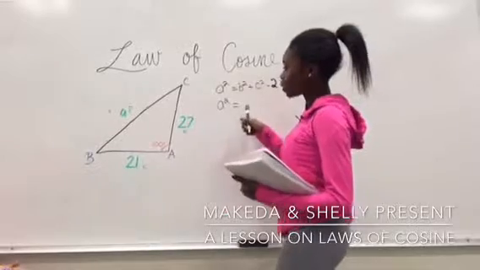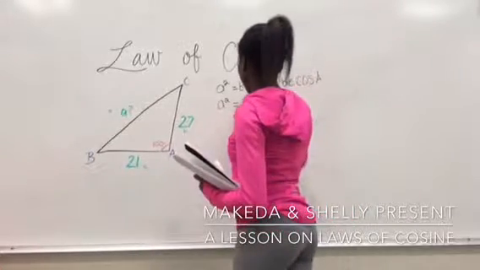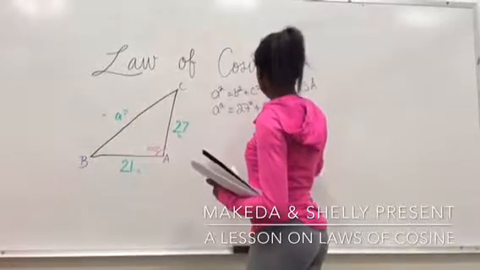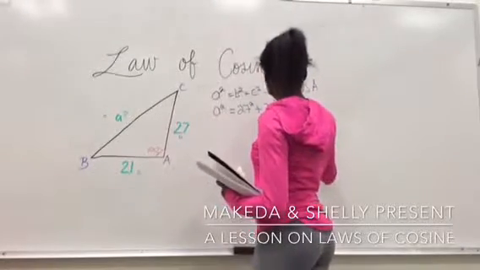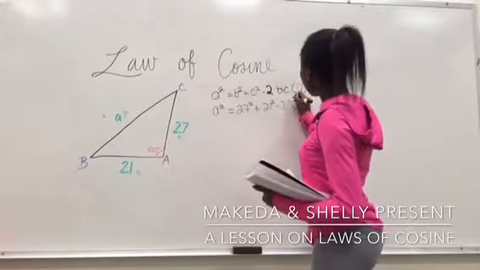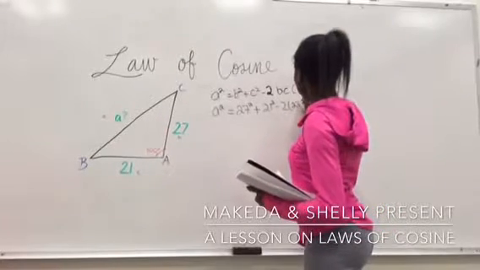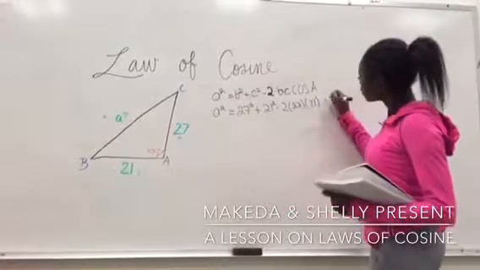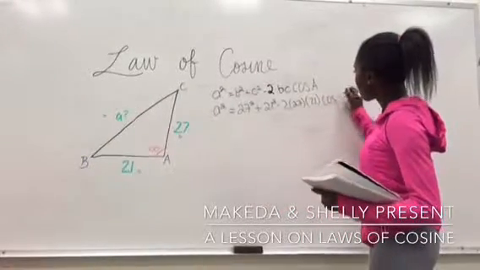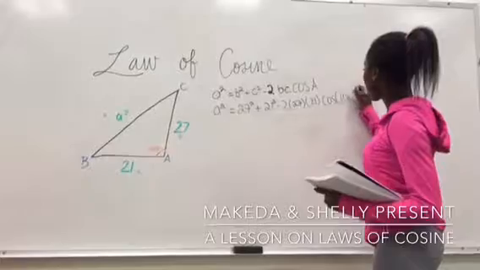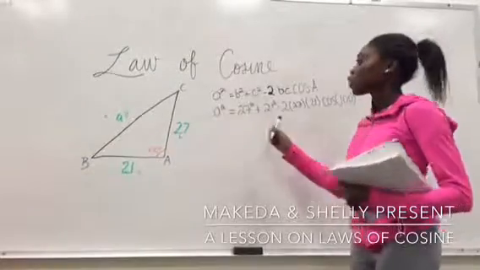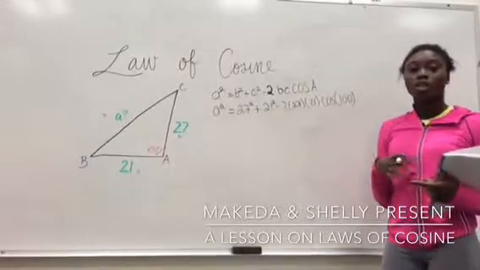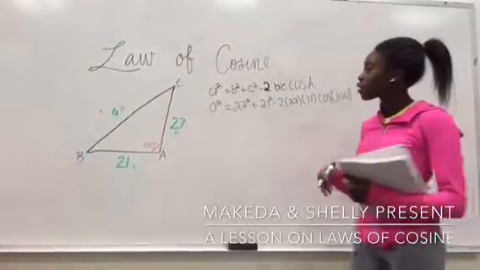A squared equals B squared, which is 27 squared, plus C squared, 21, minus 2 times B, 27, times 21, times the cosine of angle A, which is 100. So you plug this into your calculator. It's best to plug it in by part so that you won't get confused.